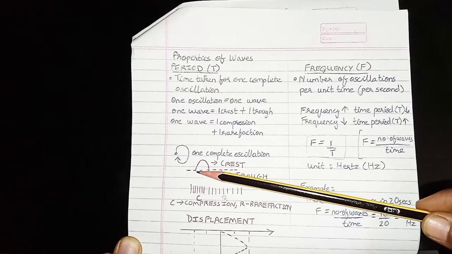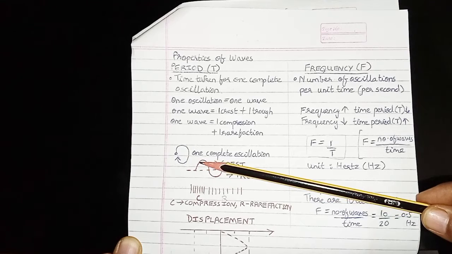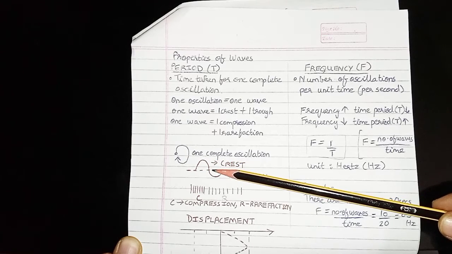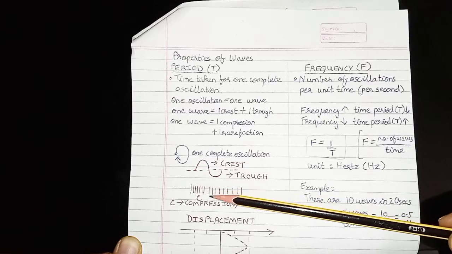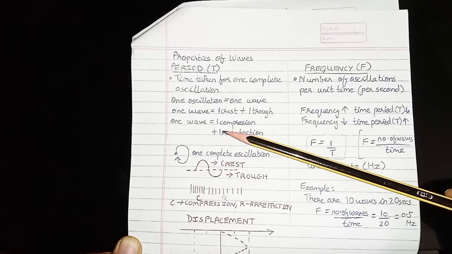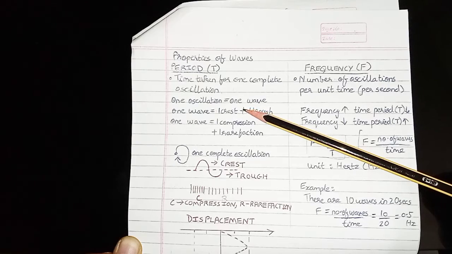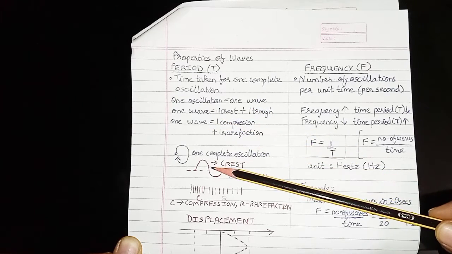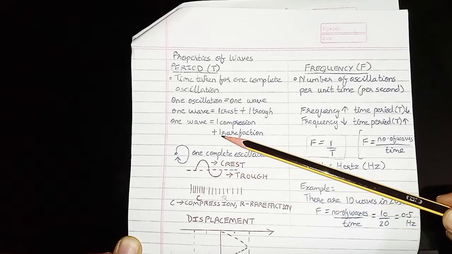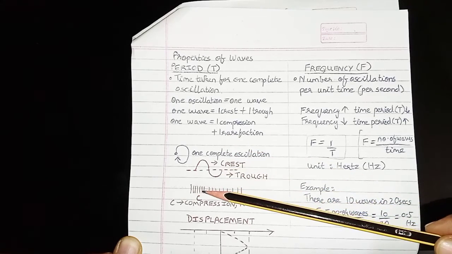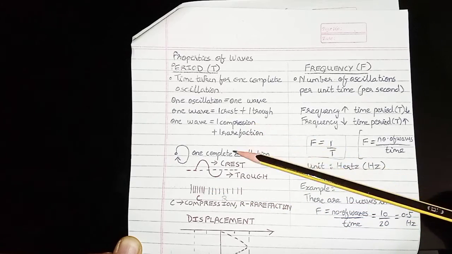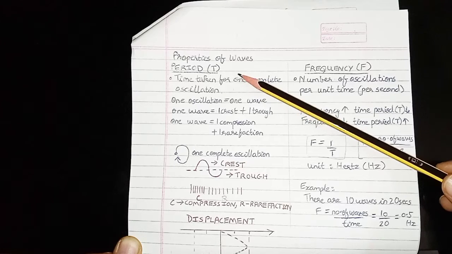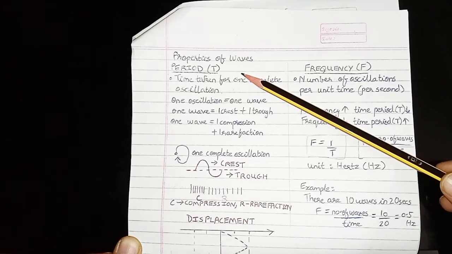So in this case, what is happening is that this is the mean position. A particle moves from here, it goes over here, comes back again to the same position. So this is called one complete oscillation. One complete oscillation, one wave, can be represented as one crest, one trough, or one compression, one rarefaction. That can be denoted by the capital letter T, which is represented for period.